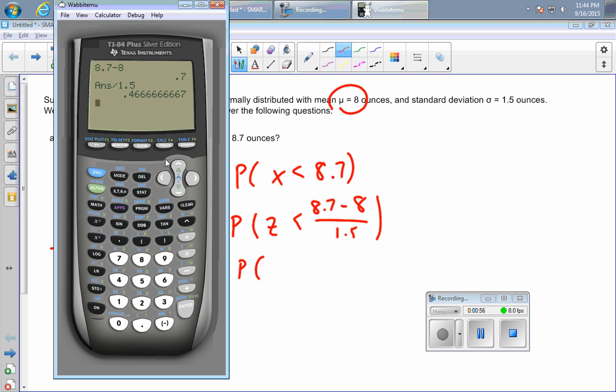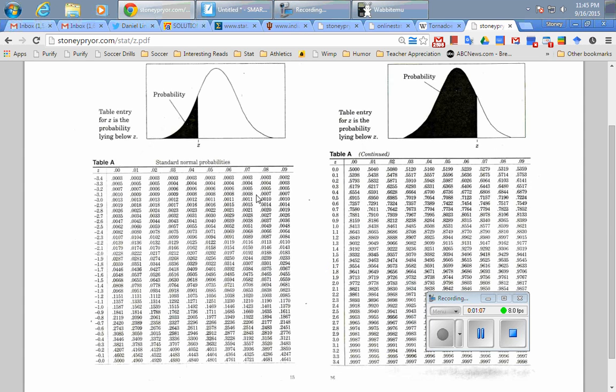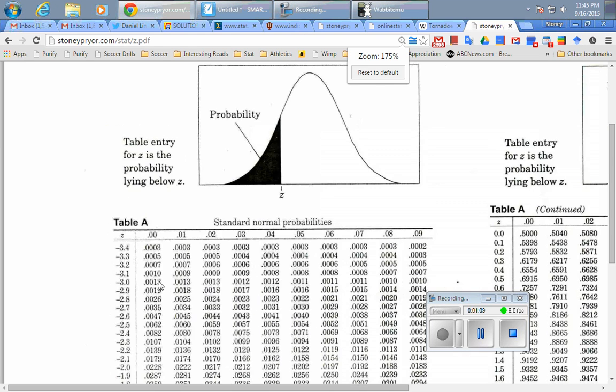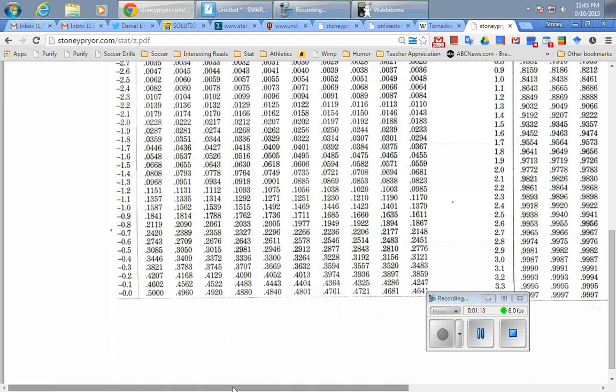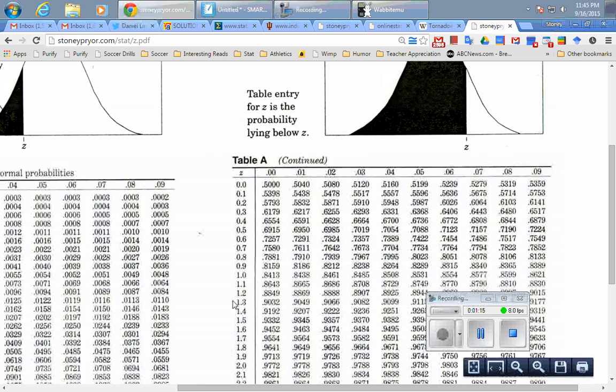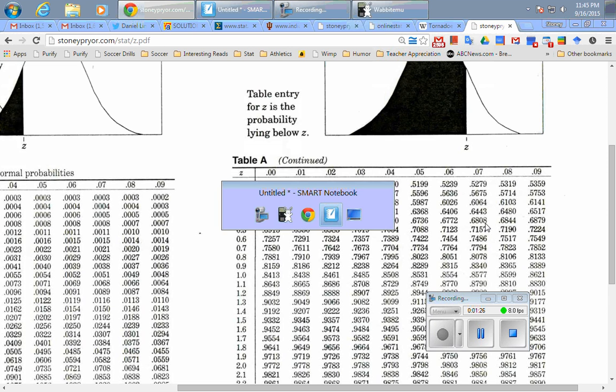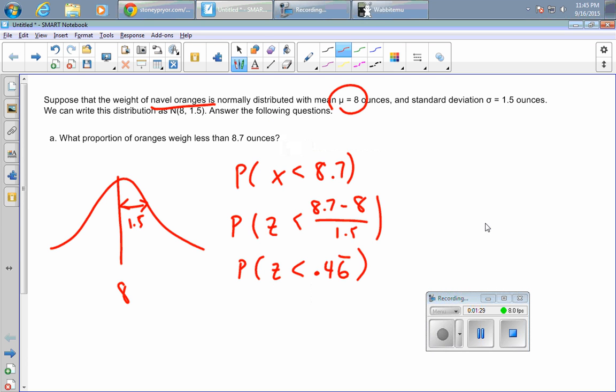So I want to know the probability z is less than 0.46 repeating. That rounds off to 0.47. So now I'll look on my chart and I'm looking for 0.47, which is right here, 0.47. That's 0.6808. That answer right there is what I'm looking for, 0.6808.